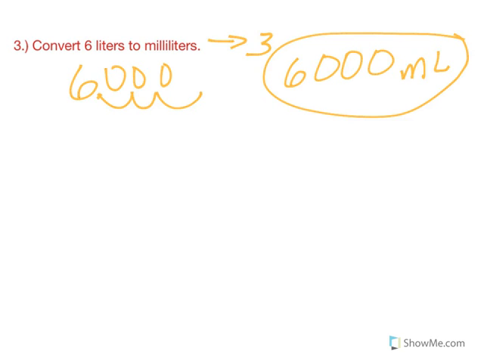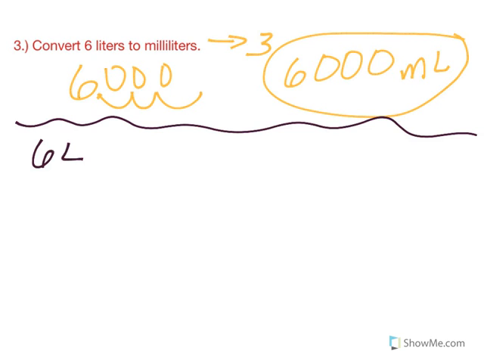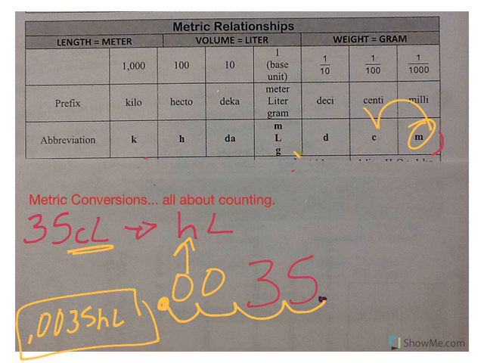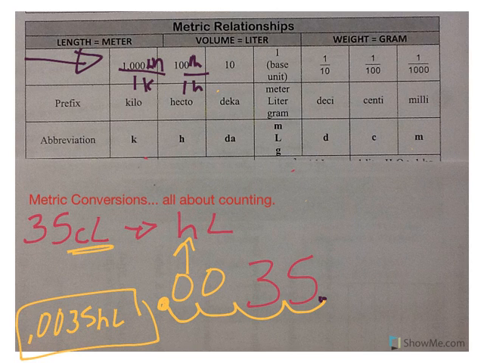Now, the way to do it with fractions, we would still start with 6 liters. Now, when you look back at this table, the top level here kind of sets everything up in terms of compared to liters. So this 1,000 means 1,000 meters is 1 kiloliter. 100 meters is 1 hectoliter, that kind of thing, because 1 is the unit base.